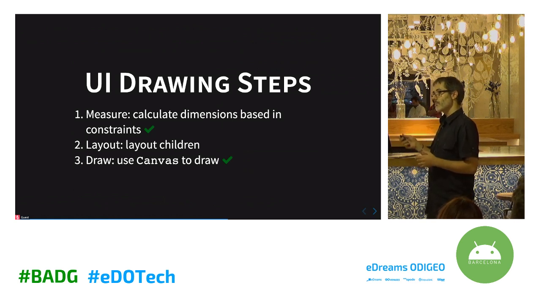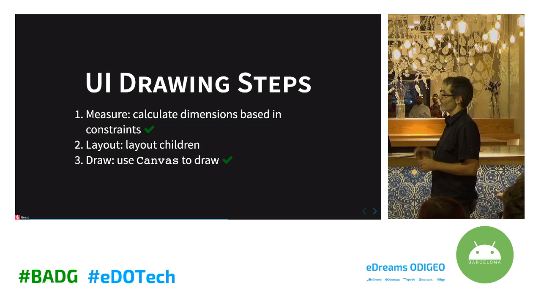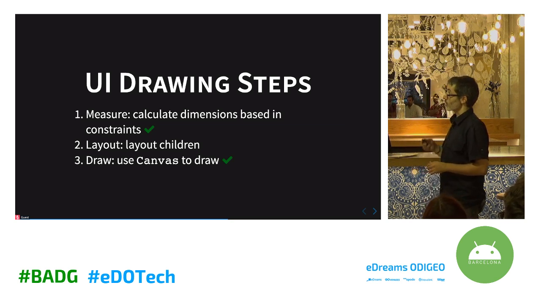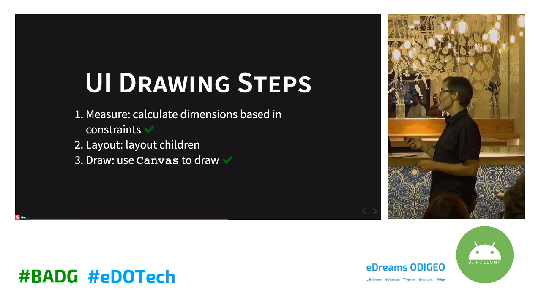But basically, view groups, usually what they do is they measure all the child views, then they lay them out. Maybe they have to draw, for example, if there is a background. But the more important steps are measure and layout. For custom control, basically measure and draw.